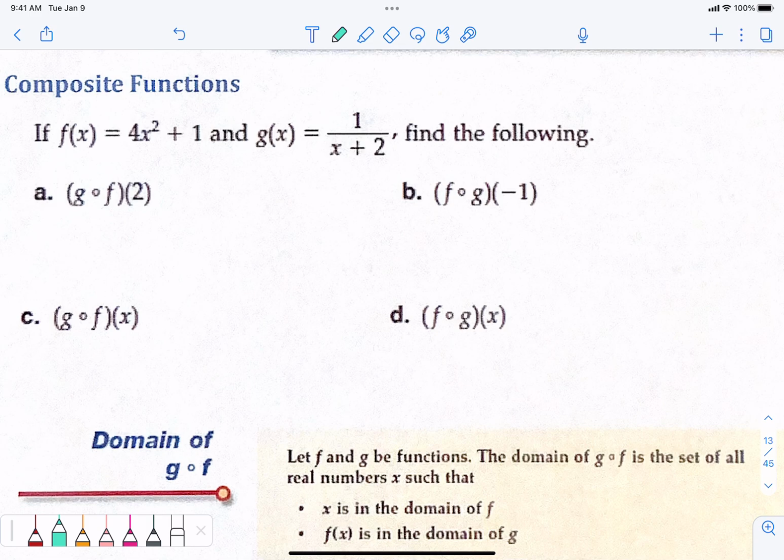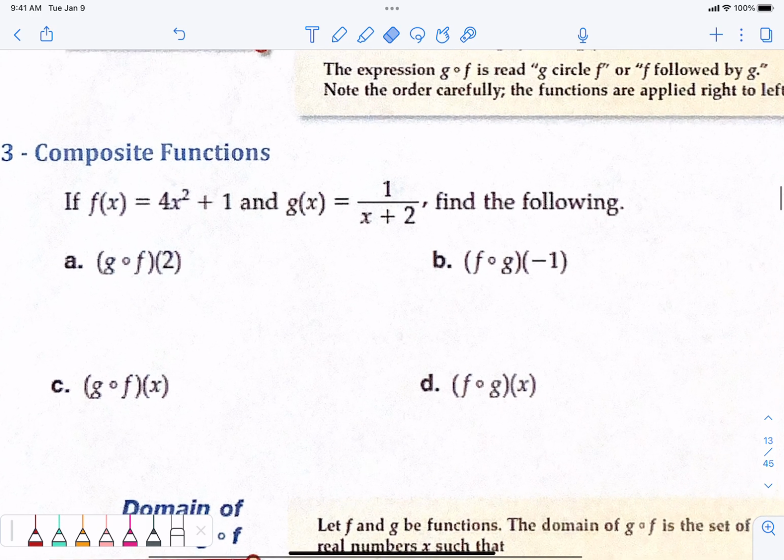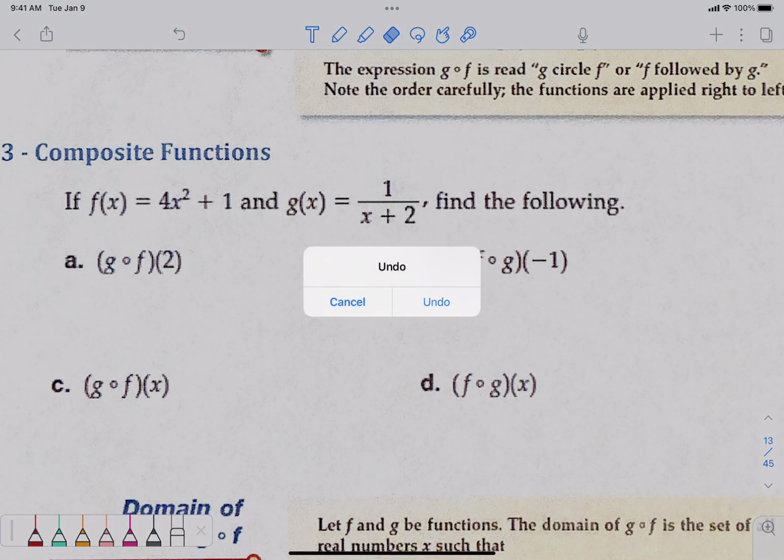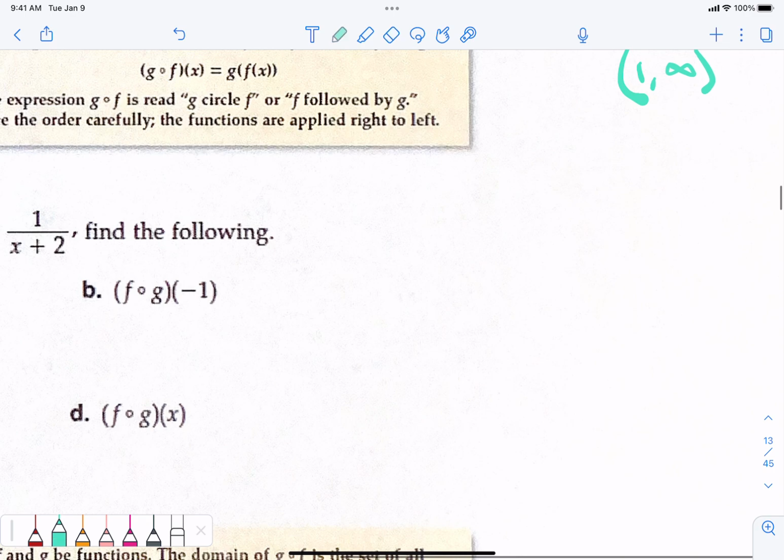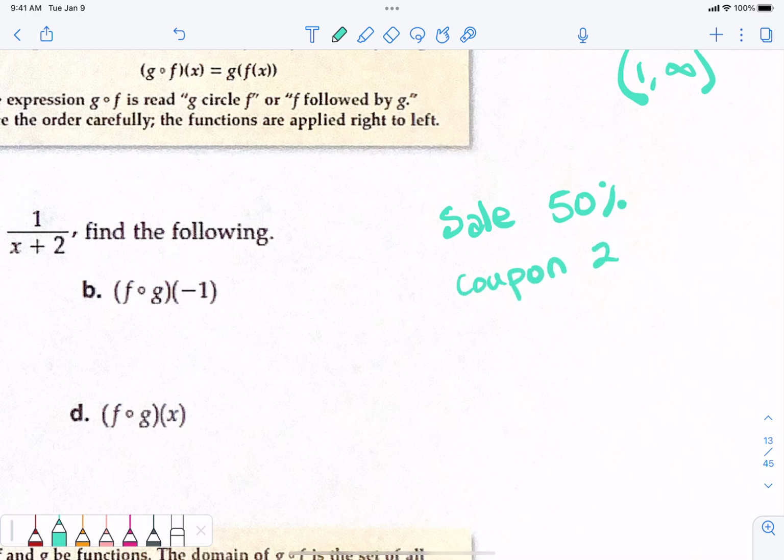Okay. All right, this is composite functions. Composite functions are my favorite. I like to talk about composite functions, at least to my algebra kids, because I always use this as an example. I used to work in Herberger's when I was in college, and people would walk in with something that's on sale for 50% off, and then they'd have a coupon on top of that, say 25% off.